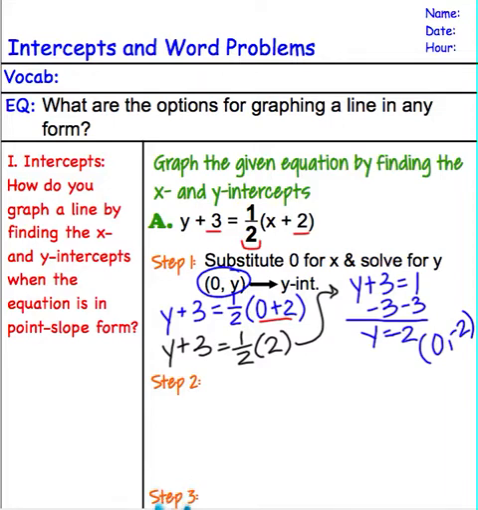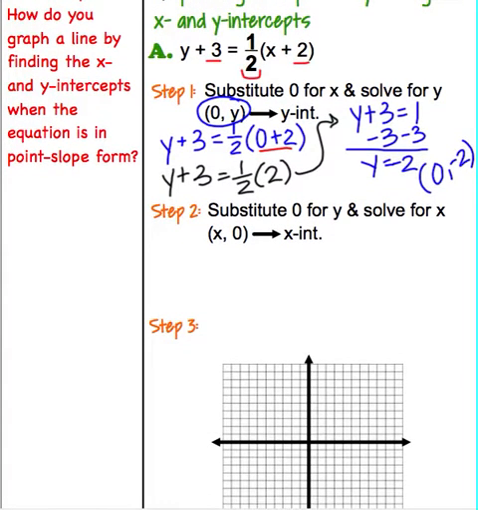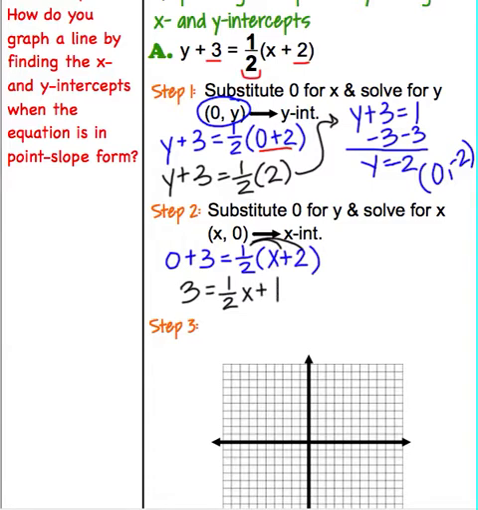So then our second step is going to be now to substitute in 0 for y and solve for x, which will give us our x-intercept. So when I put in 0 for y, I get 0 plus 3 is equal to 1/2 times x plus 2. Now I'm going to combine and get 0 plus 3, which is 3. And then I need to distribute out that 1/2 because I can't add x and 2. 1/2 times x is 1/2 x plus 1/2 times 2, which is 1.